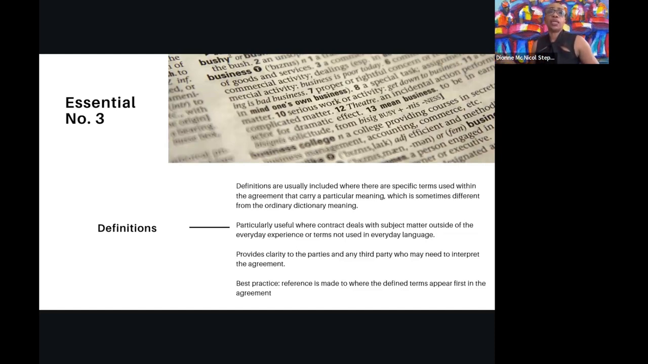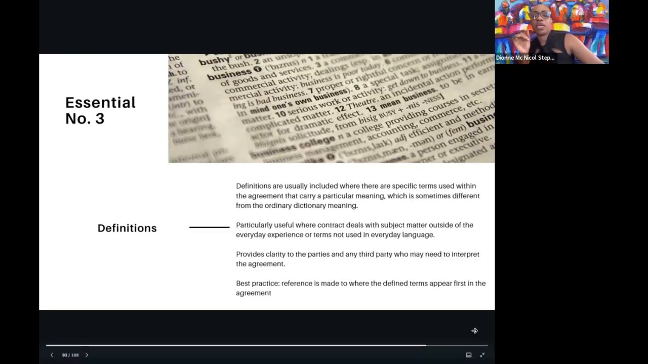You all may be using language that we don't use in everyday language, right? Specifically, if you're getting down to, let's say, design, and you're talking about different gauges of wire and all these kinds of things, a definition would be helpful, right? So it provides clarity to the parties and any third party who may need to interpret. And the best practice is that reference is made to where the defined terms appear first in the agreement.